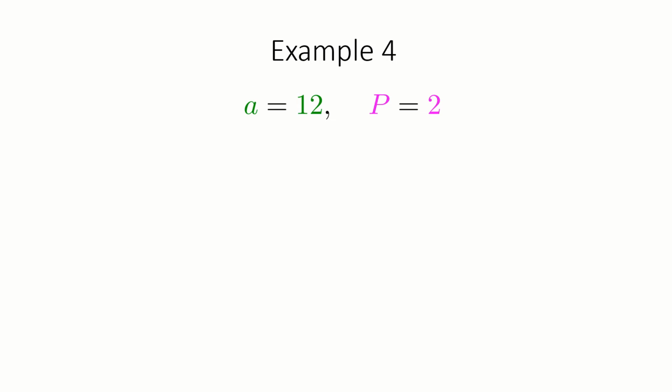We have seen three examples. In the first example, p was greater than a. In the second example, we chose p equal to a. And in the third example, a was greater than p but not divisible by p. In this example, we have chosen a greater than p and also divisible by p. Let us try Fermat's theorem on this example.